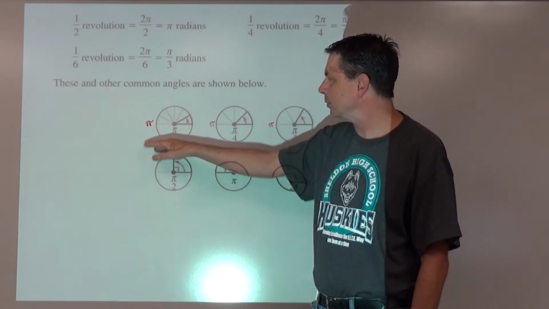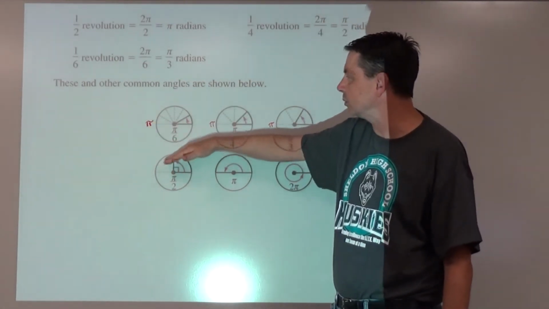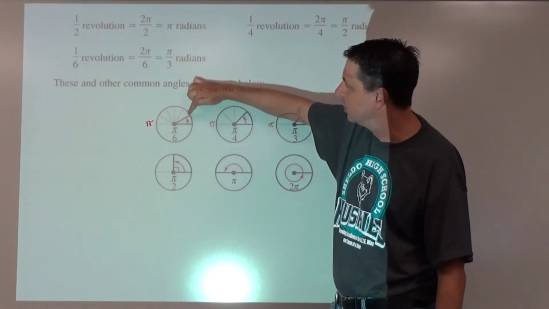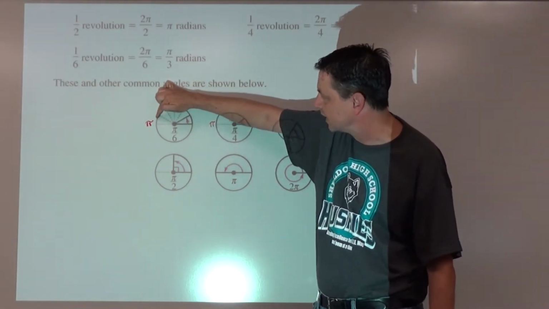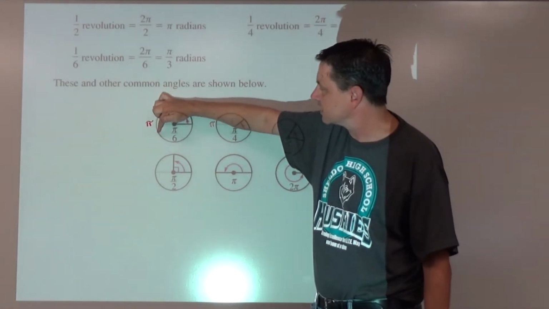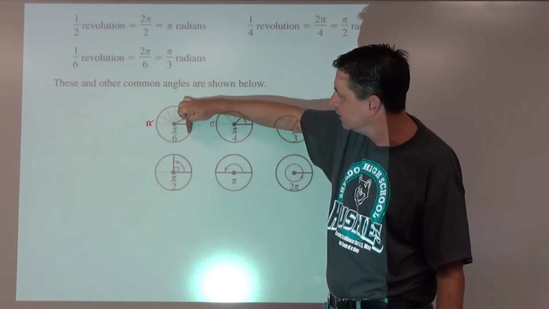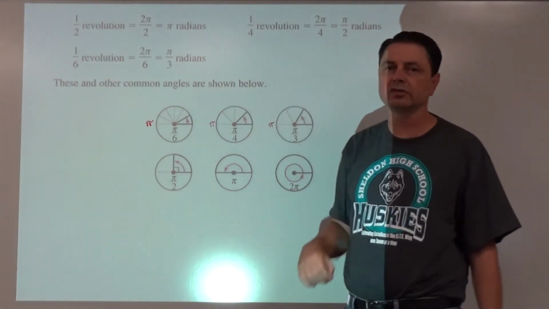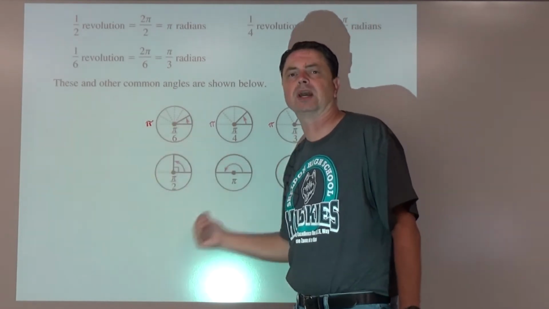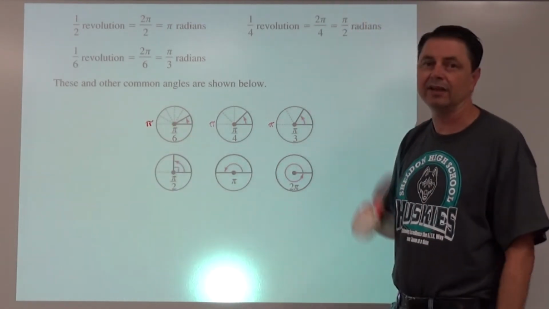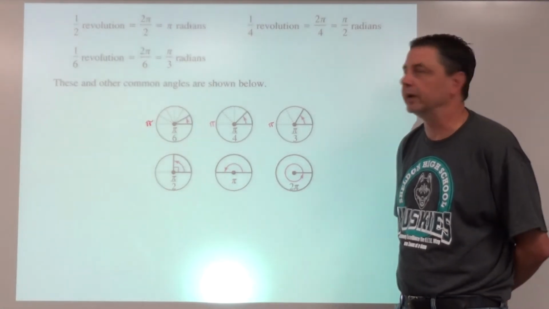Now we don't have to stop here. We can extend these and cut up the bottom into 6 equal pieces and just keep counting around. 1 pi over 6, 2 pi over 6, 3 pi over 6, 4 pi over 6, 5 pi over 6, 6 pi over 6, 7 pi over 6, 8 pi over 6, 9, 10, 11, 12 pi over 6. So you want to be able to be familiar and be able to count your way around the circle and find the angle in radian measure.